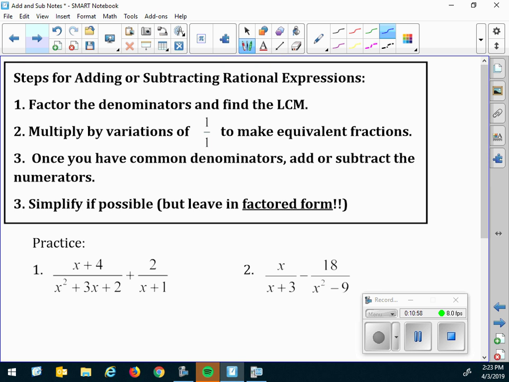All right. Now you've got a box. The steps for adding or subtracting rational expressions. Look at step 1. We're going to factor the denominators, and we're going to find the least common multiple. That's the same thing as the least common denominator. Multiply by variations of 1 to make equivalent fractions. And then once you have the common denominators, we'll add or subtract the numerators just like we did yesterday.